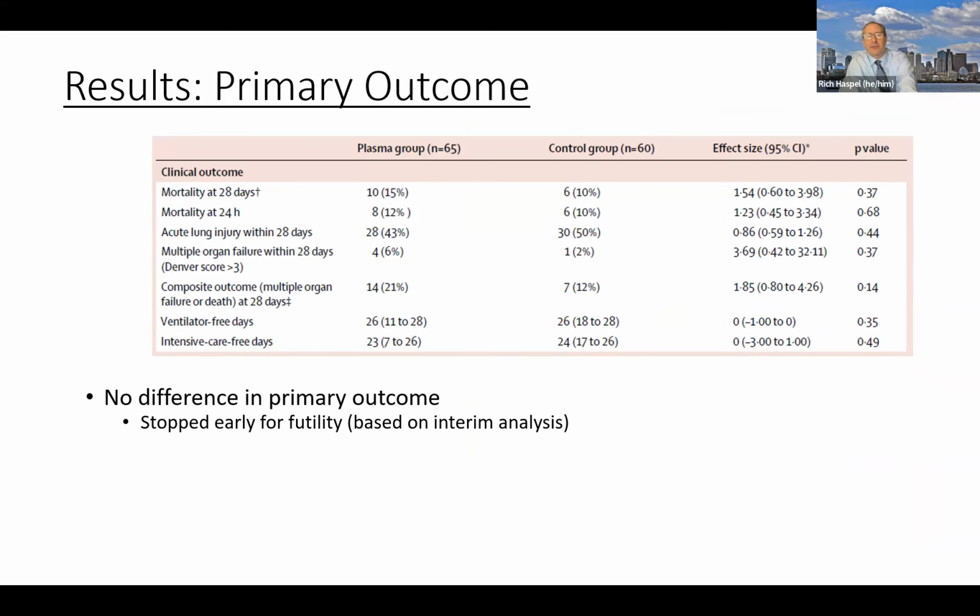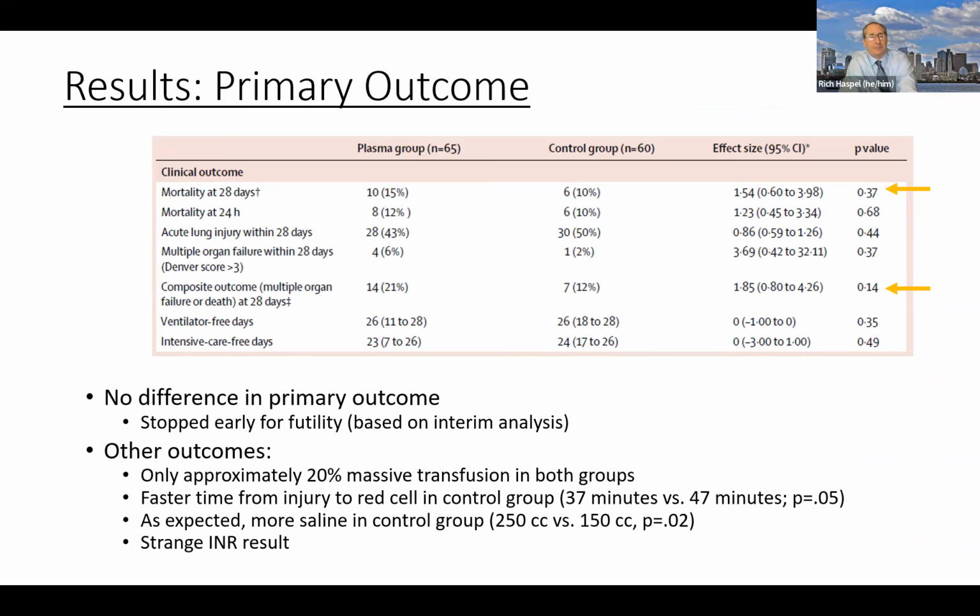And then the final results, there were no differences. If anything, it favored the control group. And it was actually stopped early because of futility. There were only 20% receiving massive transfusion, so it was pretty small.